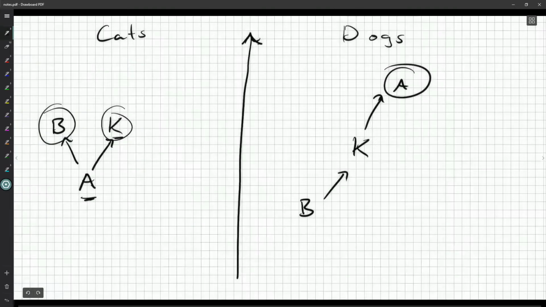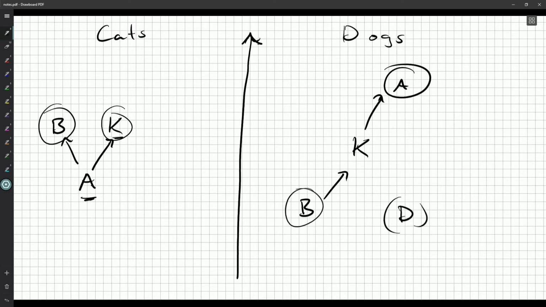Kathy has the fewest dogs. That statement's not true. Bruce has fewer. So the answer is D. Alice has the most dogs, and there we go.